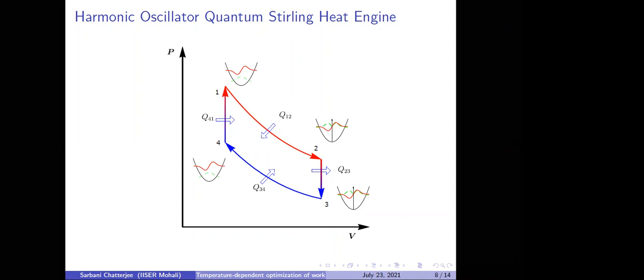Finally, I have a doubt. Sorry, it's one thing. From 2 to 3, what did you do? From 2 to 3, we are simply cooling down the harmonic oscillator. Nothing else. Okay.